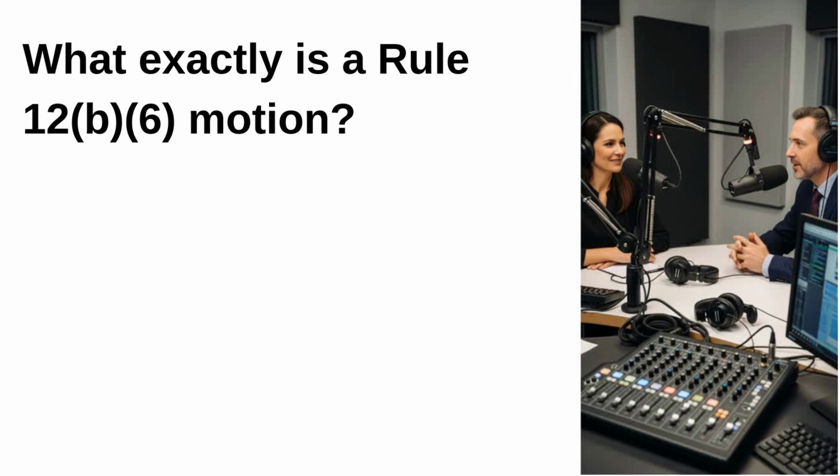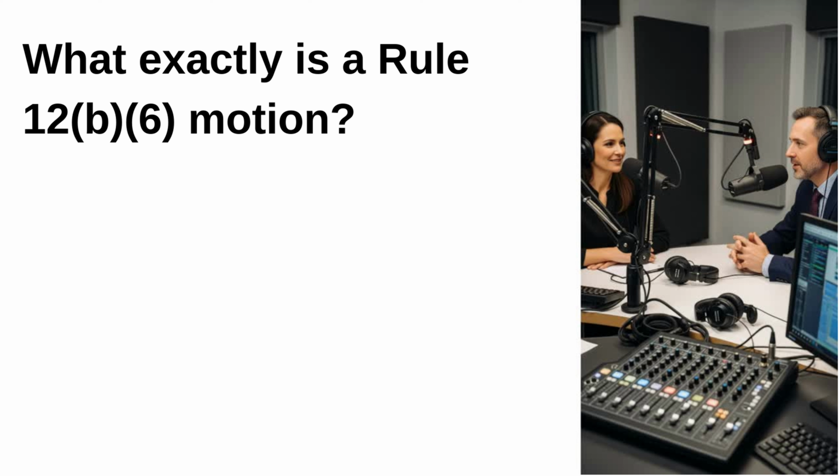I'm your host, Sarah, and today we're diving into one of the most important, but sometimes overlooked procedural tools in federal litigation, the motion to dismiss under Rule 12b-6. Joining me is Professor Michael Harrington, a scholar of civil procedure and federal courts. Professor, thank you for being here.